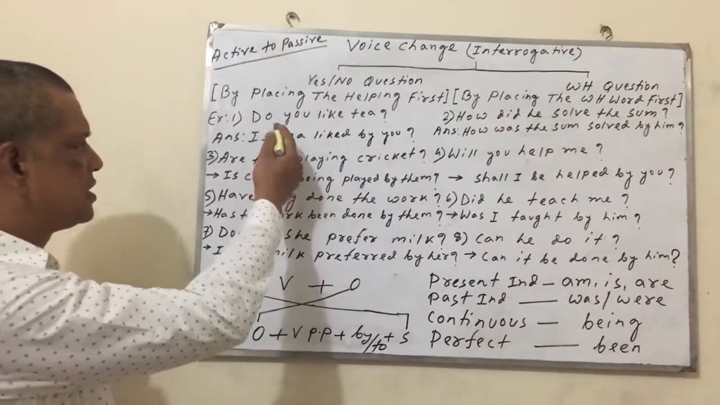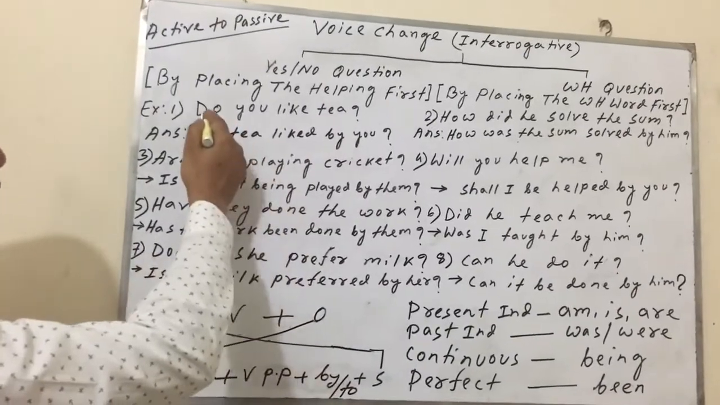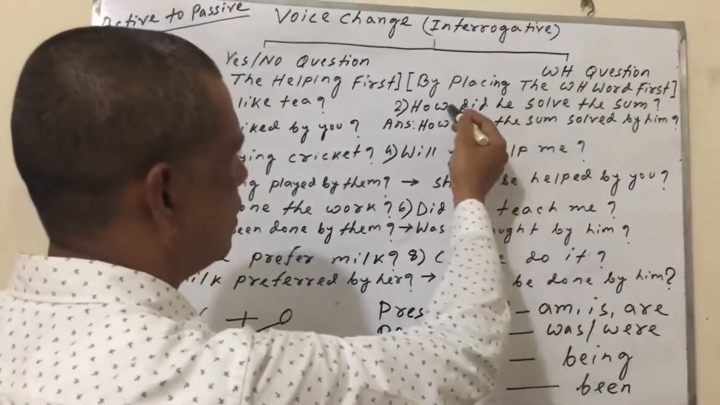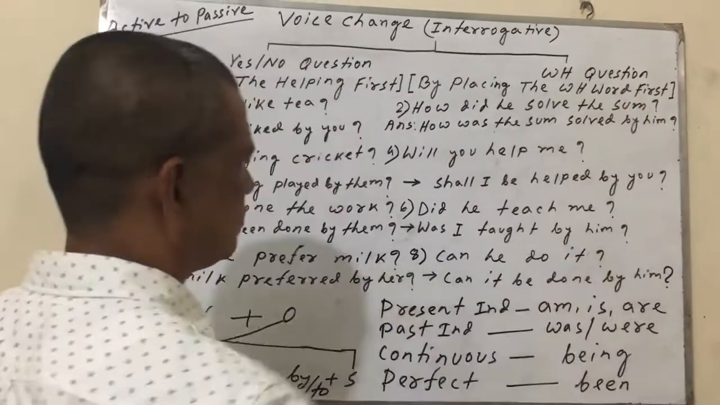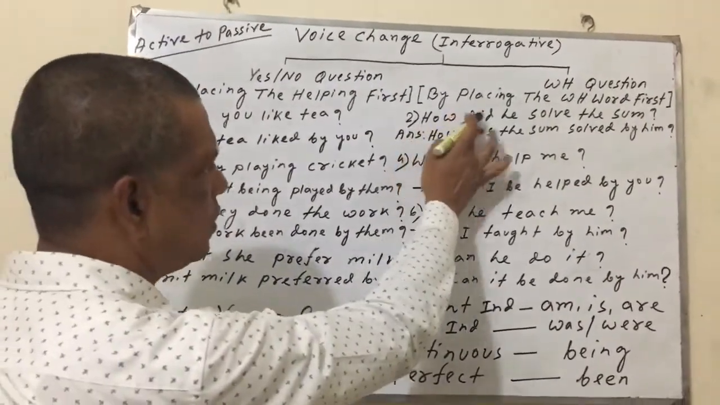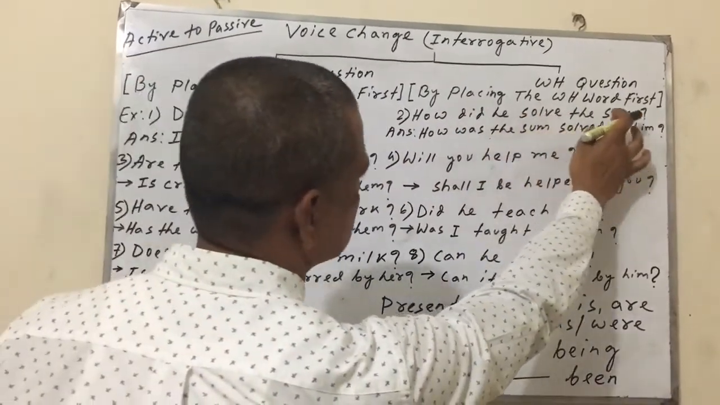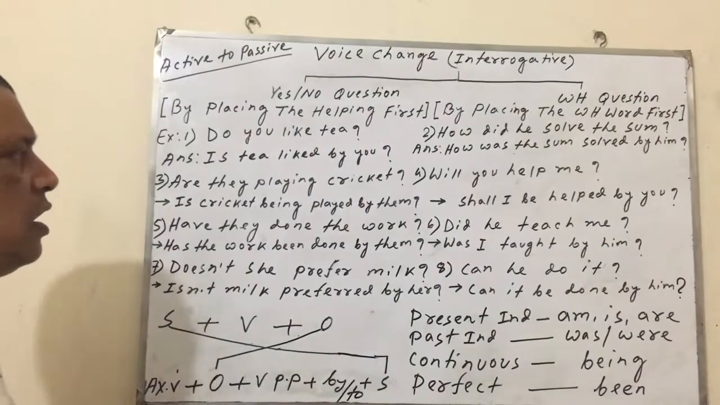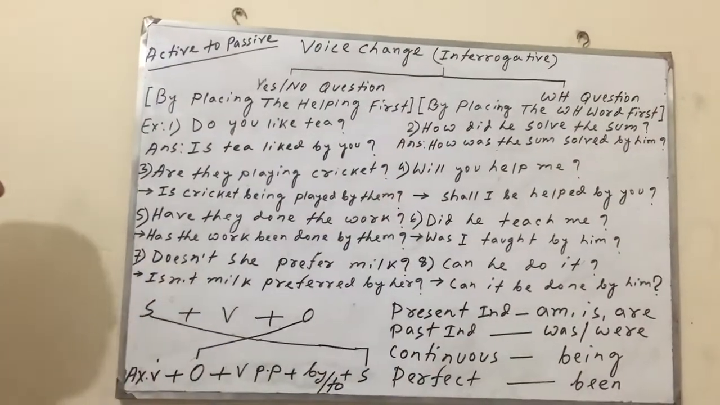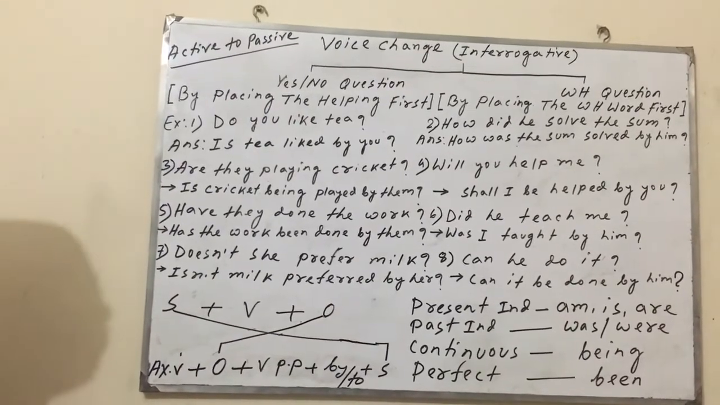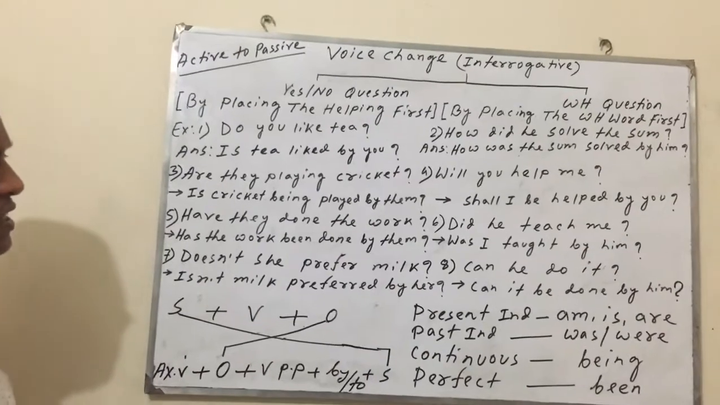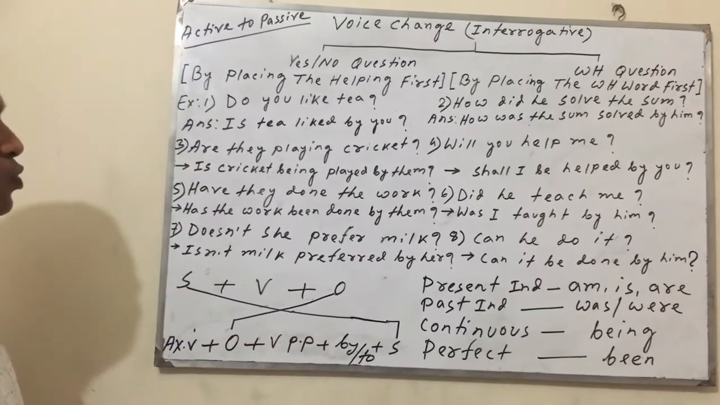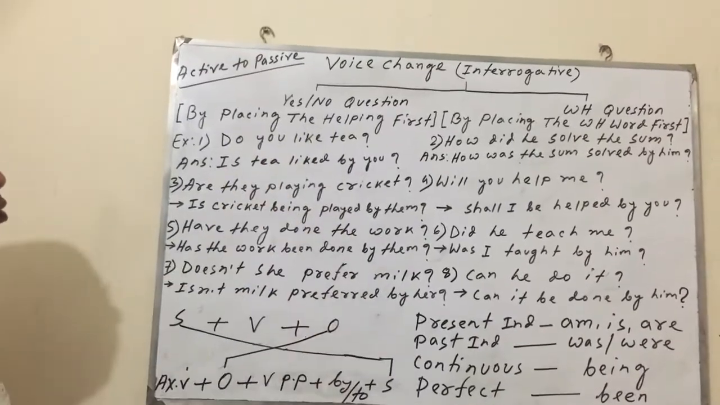I have written the sentence, "Do you like tea?" This is an interrogative sentence, a yes-no question. And this is a WH question: "How did he solve the sum?" If I cut "how," "Did he solve the sum?" is also an interrogative sentence. But here, "how" is used as a WH word. Actually, I will not discuss more on WH. Next class, I will discuss in detail the WH question, how to change it from active to passive. Today, I will discuss details on the yes-no part.